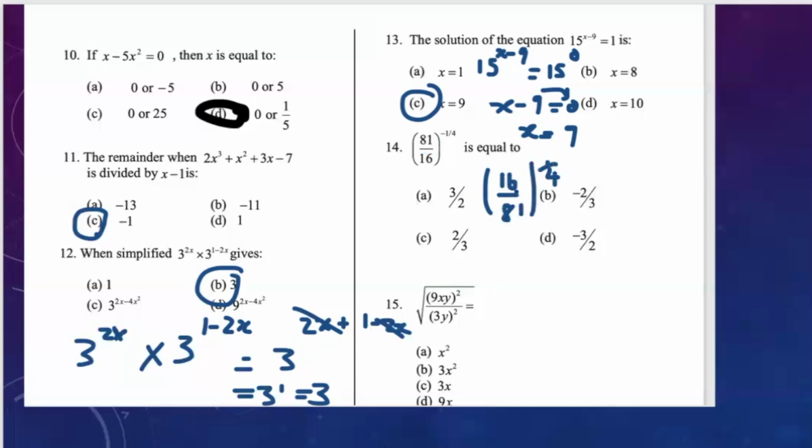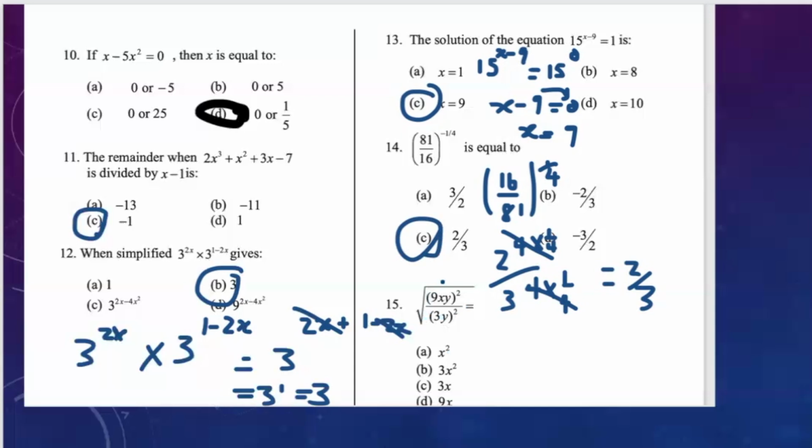So that means 16 is the same thing as 2 to the 4th, and 81 is the same thing as 3 to the 4th. And then we multiply each power by a quarter. And what will happen? These cancel. These cancel. So you're just left with 2 over 3. So my answer is C.